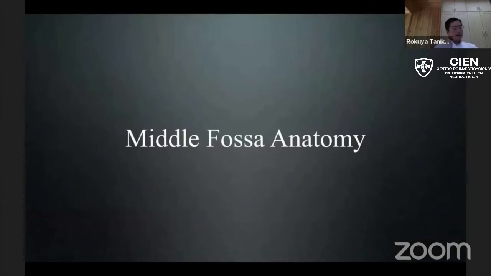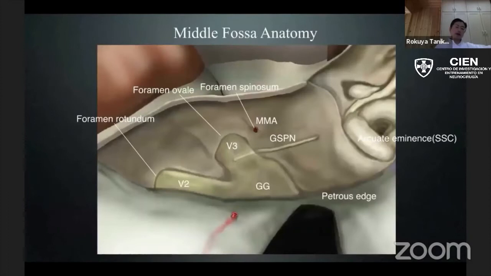Now, we can go to the middle fossa anatomy. As I told you, in an anterior petrosectomy, we can secure the operative field between the trigeminal foramen and the internal auditory canal. This is the anatomy after elevation of dura from V3 and exposing the GSPN. Here is the petrous ridge. This is a skeletonized superior semicircular canal, which indicates the arcuate eminence.